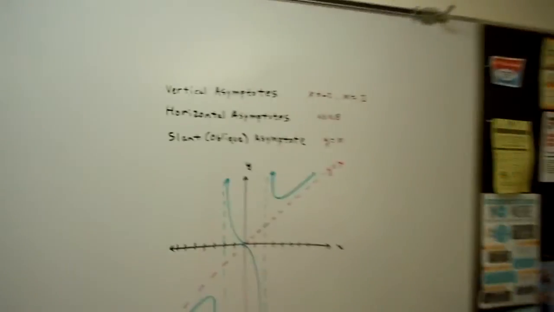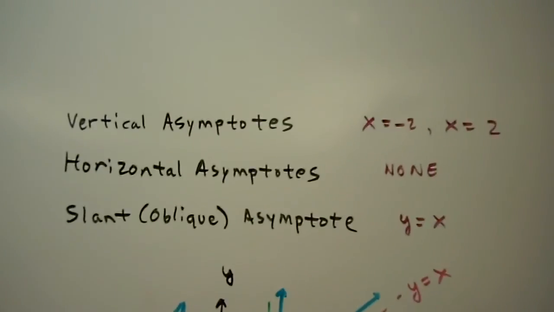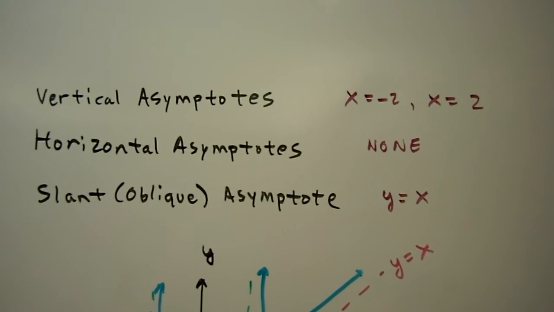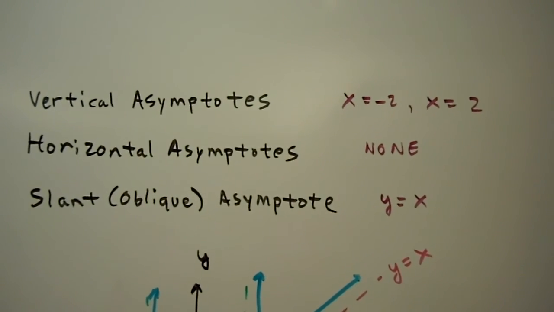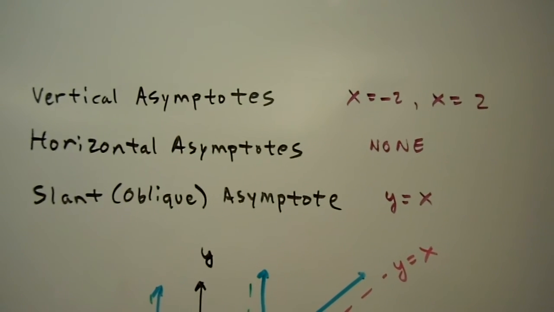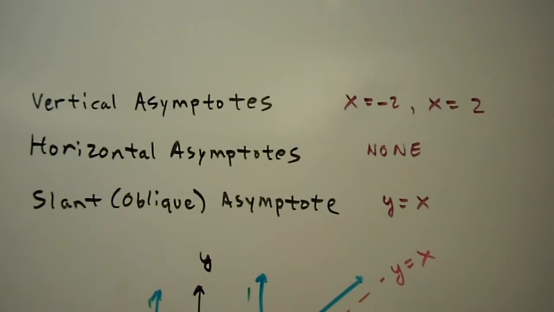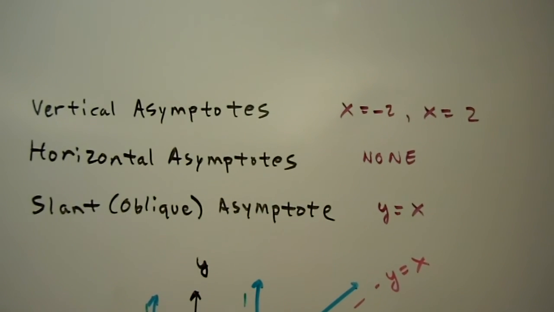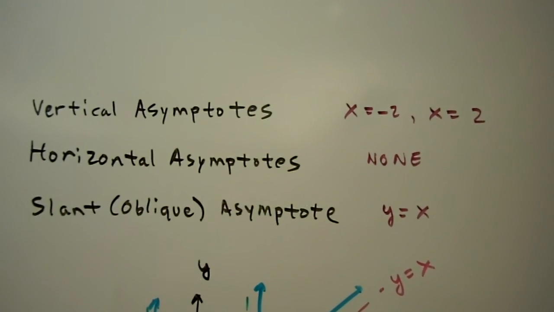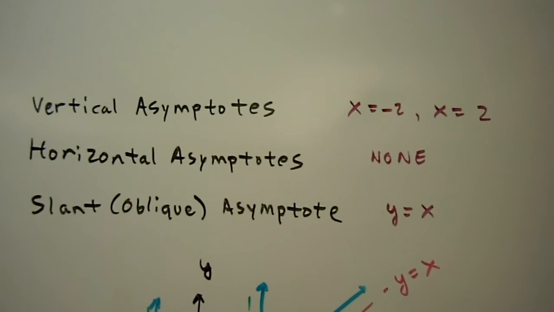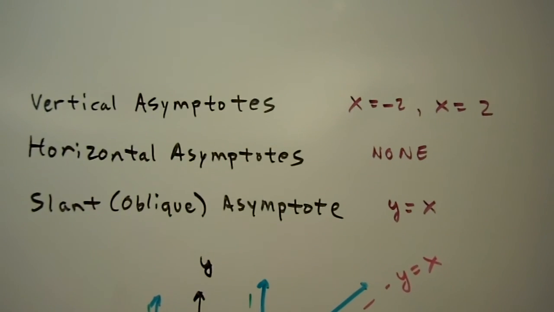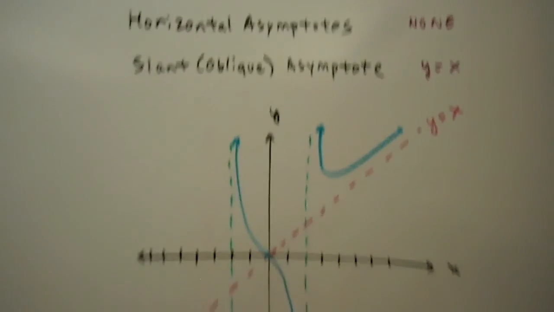So to summarize, our vertical asymptotes are x equals negative 2, x equals 2. It has no horizontal asymptotes, but it does have a slant asymptote of y equals x. And again, remember to write down x equals negative 2, x equals 2, and for the slant asymptote, y equals x. You're giving the equations of lines.